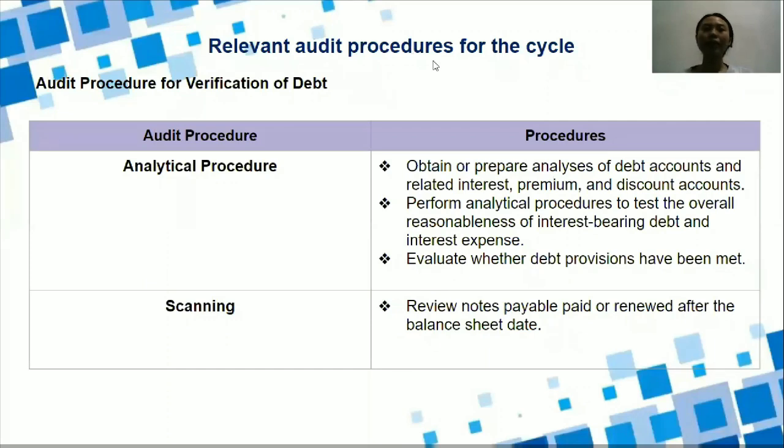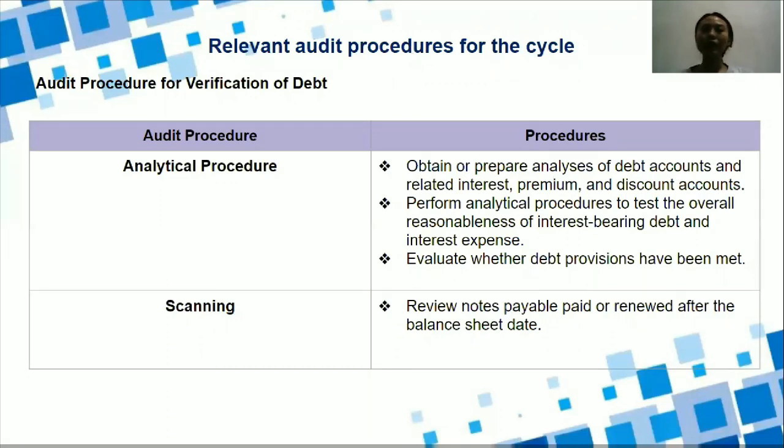Next is about the relevant audit procedures for the cycle. As you all know, audit procedures have a close relation with the assertions of the company. Audit procedures are how the auditors can obtain their evidence. For this, I have divided the audit procedures into 4 main types, which I think are the main ones.